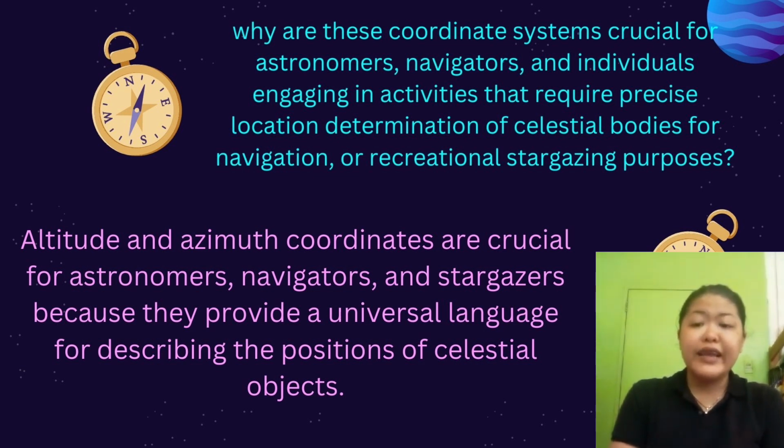So they can replicate these techniques using a sextant and compass to measure the altitude and azimuth of stars to navigate the island and potentially uncover the lost ruins. So this scenario highlights the importance of celestial navigation in situations where modern technology fails or is unavailable.